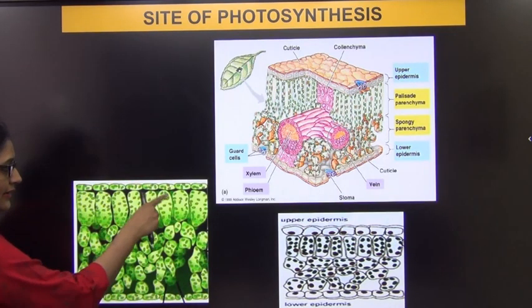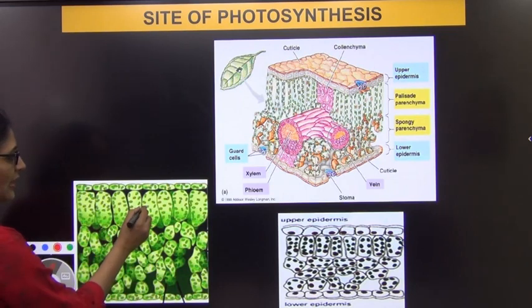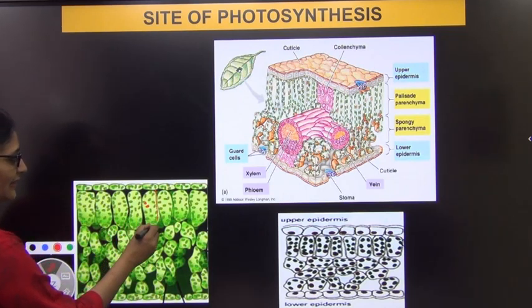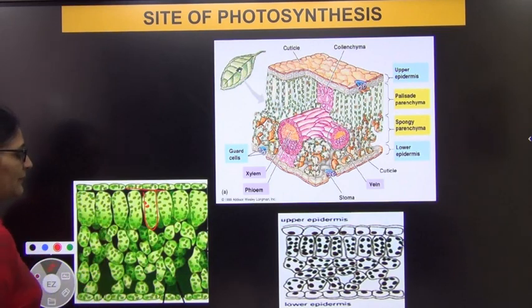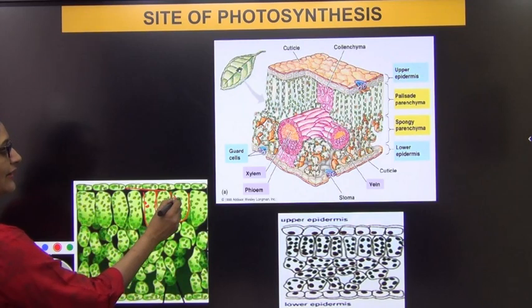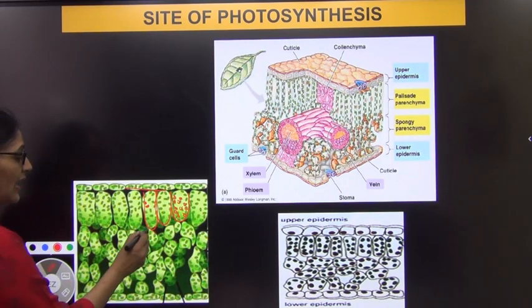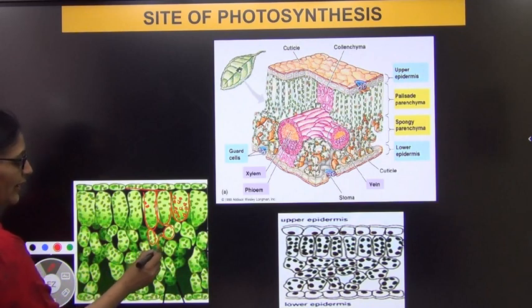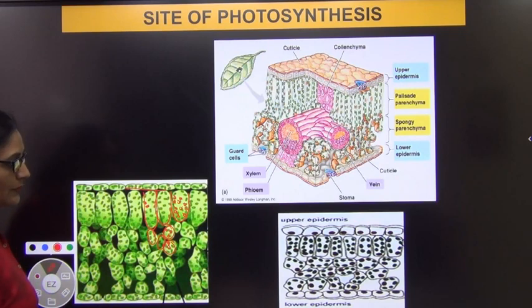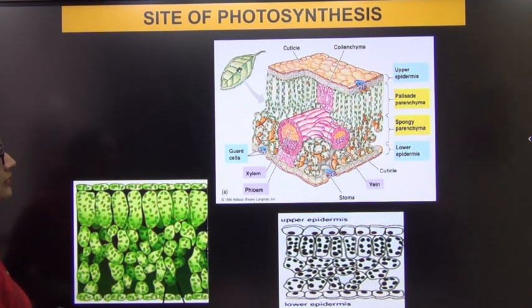You can see here I have clearly shown you the palisade and the spongy parenchyma, and we can clearly see that the palisade cells are at right angles to the upper epidermis. They are closely packed without intercellular spaces, and they contain more chloroplast. And the spongy cells are quite apart. They are smaller, they are round, and they contain less chloroplast. Okay? This is again the structure of a cross section of a leaf.